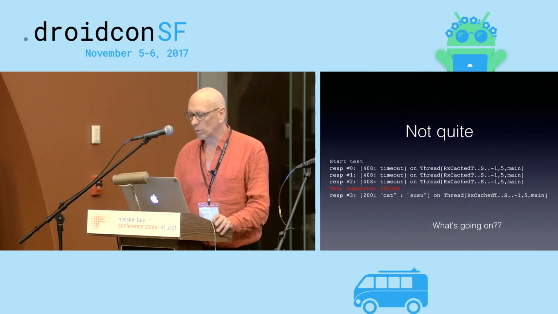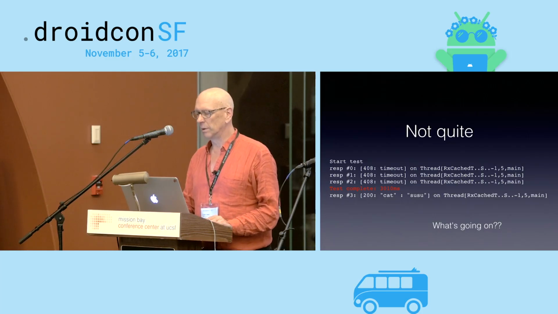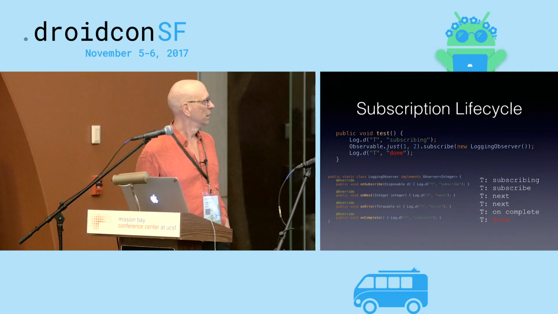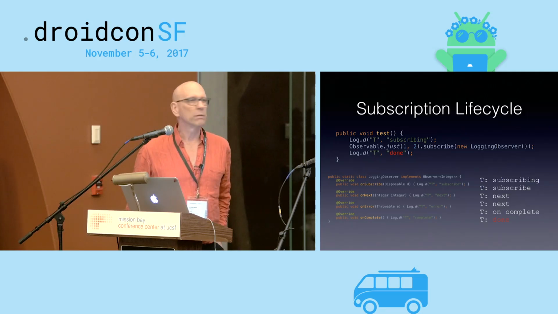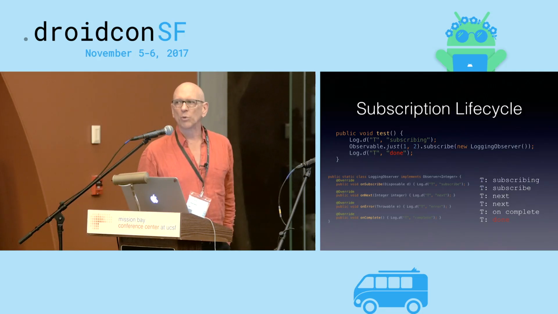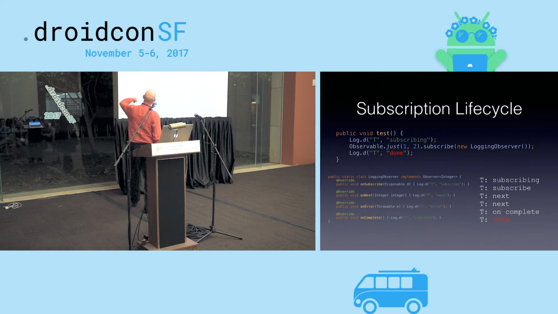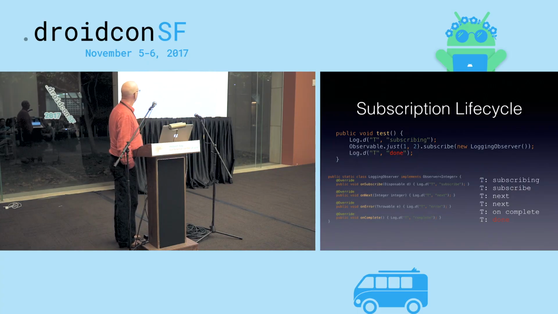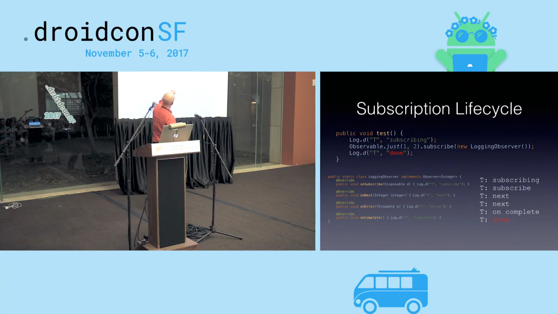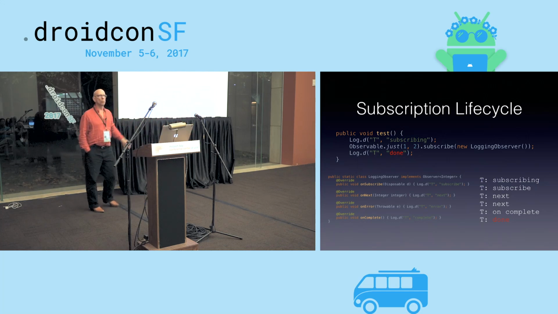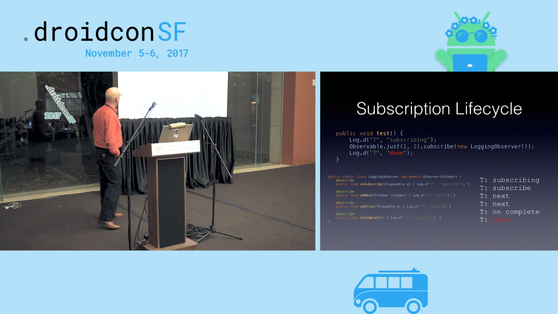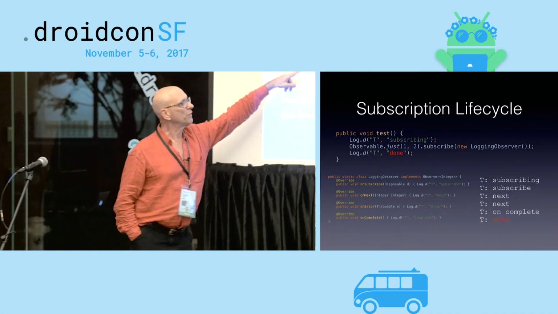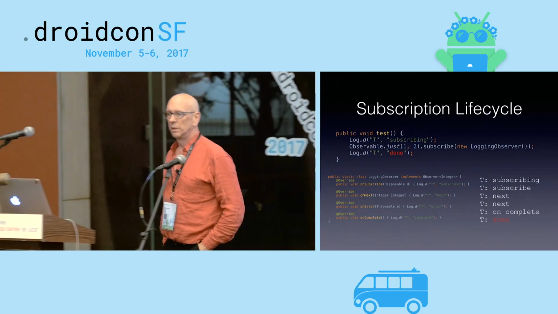So let me take a step backwards and talk about the life cycle of a subscription. This is one of my worst slides. I'm running a test here. The test doesn't do much. It uses a logging observer. The logging observer just prints out what's happening, the life cycle of the observer. Each of the observer methods just prints itself.